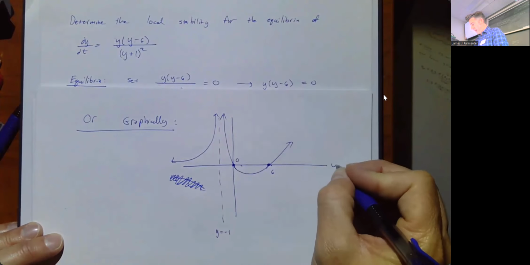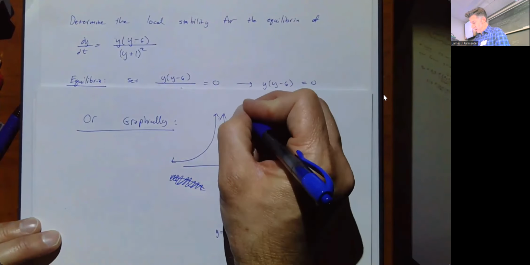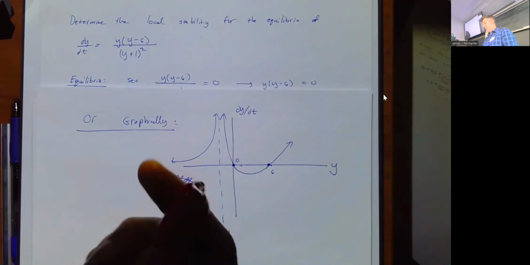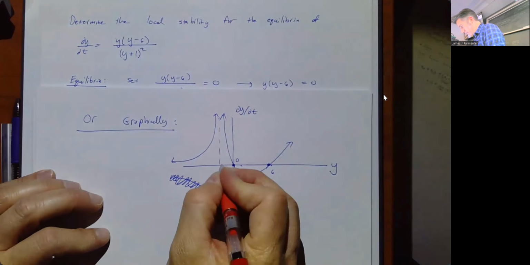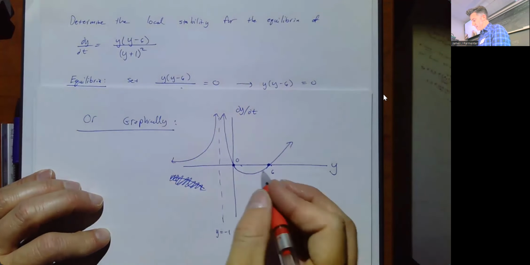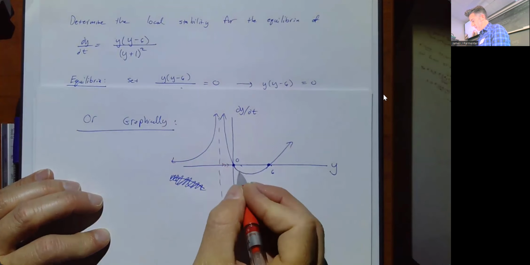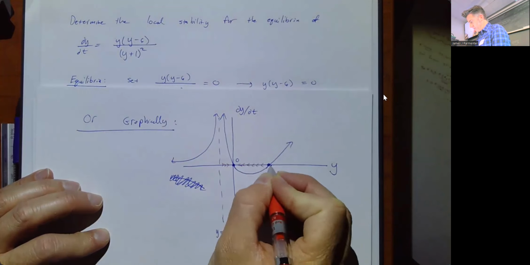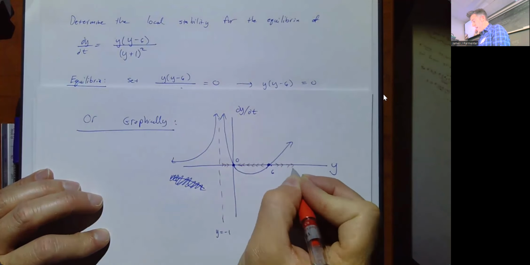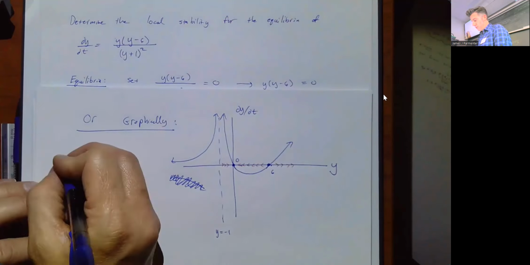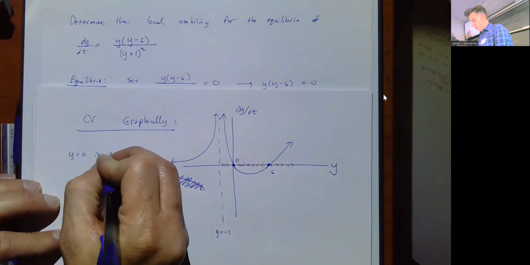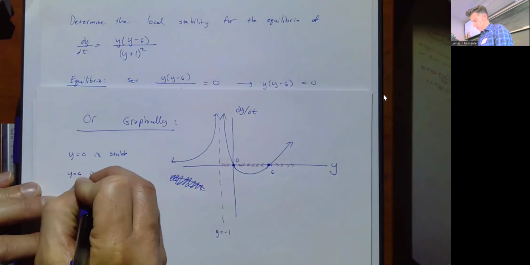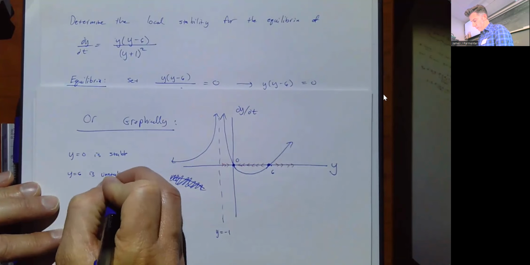This is the y-axis. This is the dy/dt axis. I like drawing the arrows. I think it's fun. If dy/dt is above the horizontal axis, we are increasing. If dy/dt is below the horizontal axis, we are decreasing. So graphically, we can also see that y equal to 0 is stable because the arrows are pointing towards it. y equal to 6 is unstable because the arrows are pointing away from it.